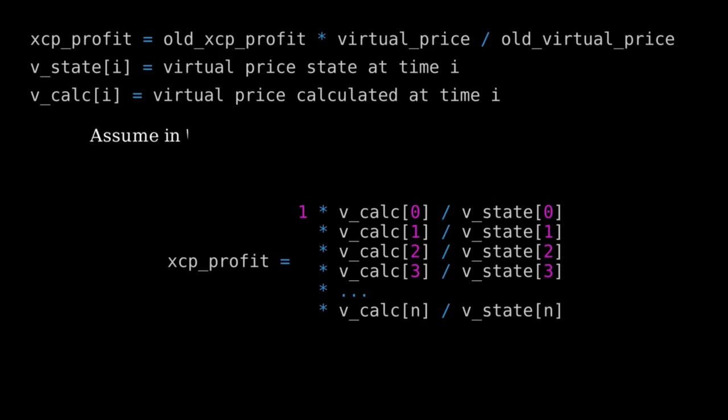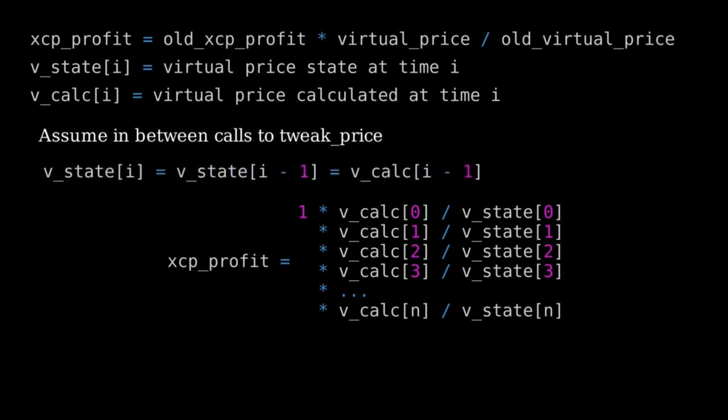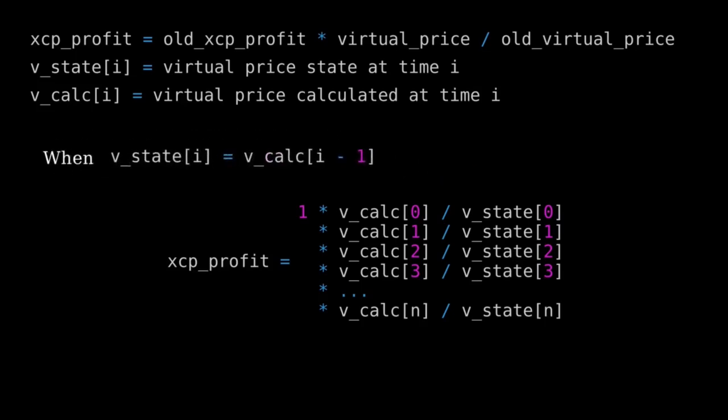Okay, so let's now consider a simple case. Let's say that in between the function calls to tweak price, the state variable that is stored in the virtual price does not change. We can write this as, before the function tweak price is called, B state of I is equal to B state of I minus 1. However, we also mentioned that at the end of the function tweak price, B state of I minus 1 will hold the calculation B calc of I minus 1. Putting these together, we can say that B state of I is equal to B calc of I minus 1, right before the function tweak price applies this update to the XCP profit.